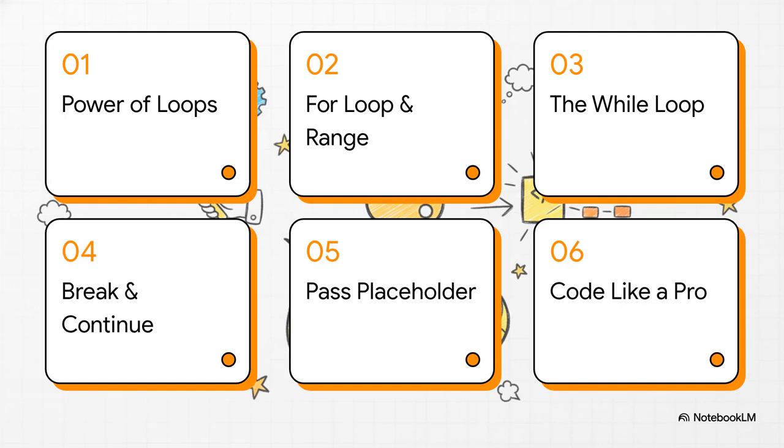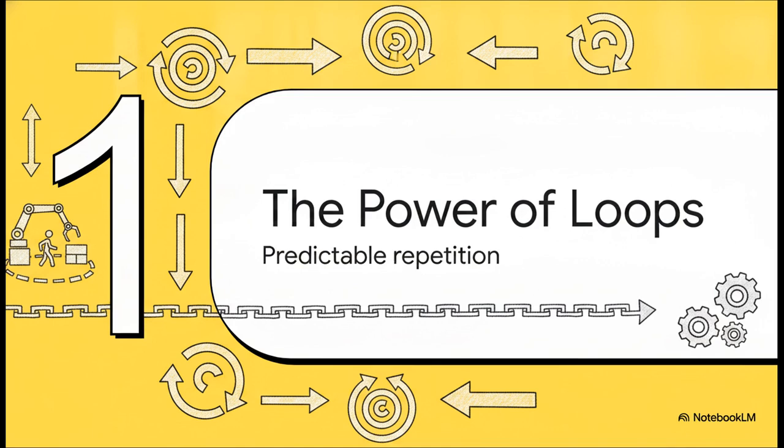So here's our game plan for today's explainer. First, the power of loops. Second, the for loop and range. Third, the while loop. Fourth, controls like break and continue. Fifth, the pass placeholder. And finally, how to put it all together to code like a pro. All right, let's jump in.